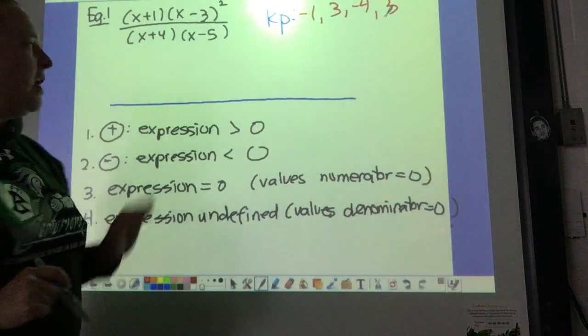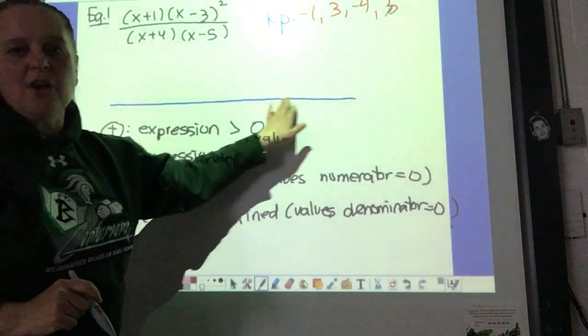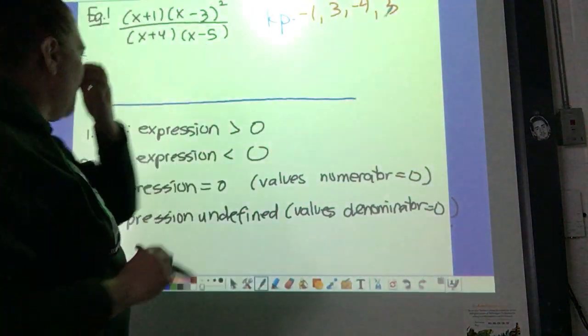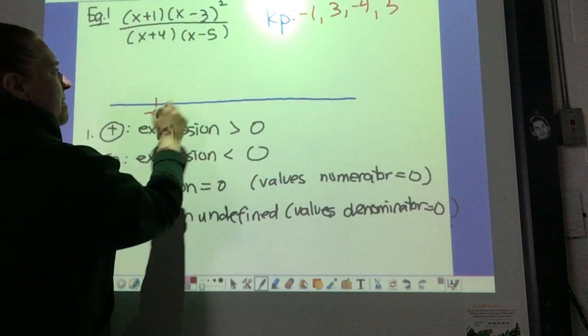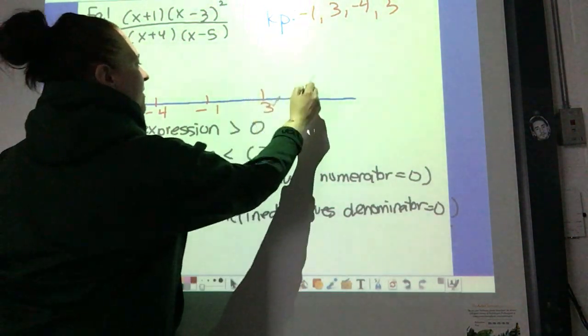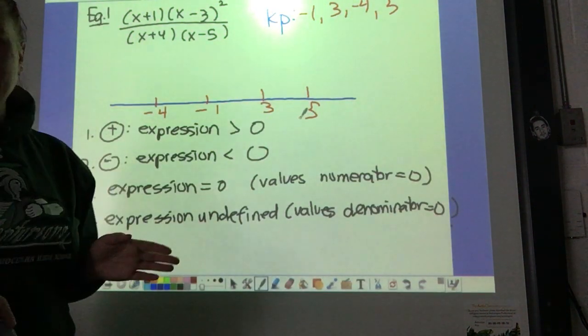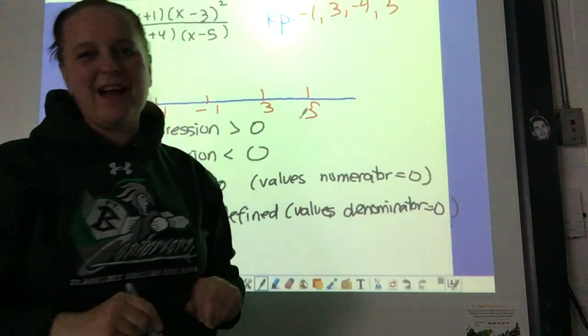Now we're on step 3. We're plotting on a number line. Again, we're not graphing a number line. So we don't need to have it to scale, just as long as we have it in the correct order. That would be -4, -1, 3, 5. Okay, here's the fun part. Now we're into steps 4, 5, 6.